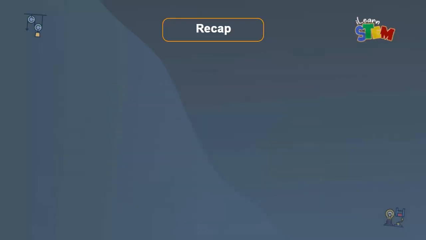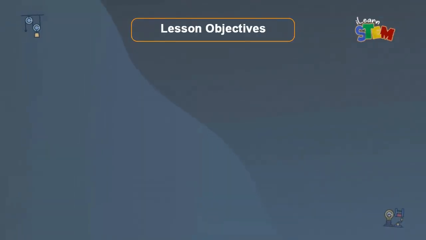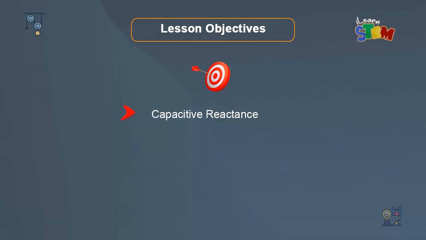And finally, we studied inductive reactance. This is the opposition an inductor gives to the flow of alternating current in a circuit. In our lesson objectives today, we will focus on two key concepts. First, we will discuss capacitive reactance. Next, we will study impedance.